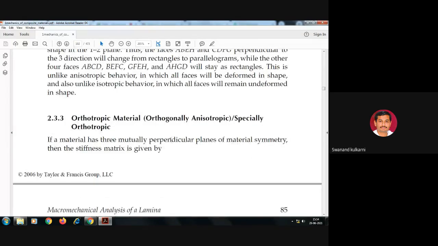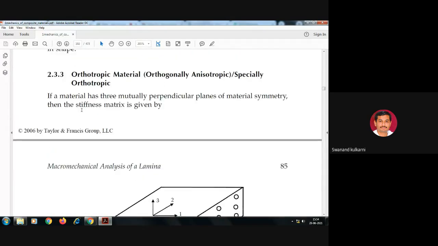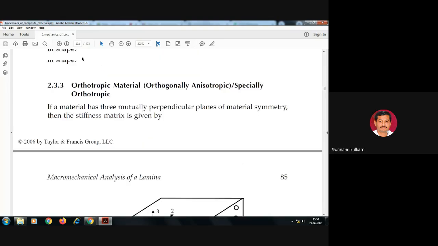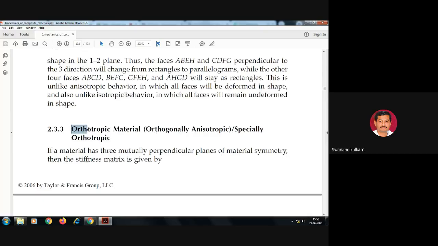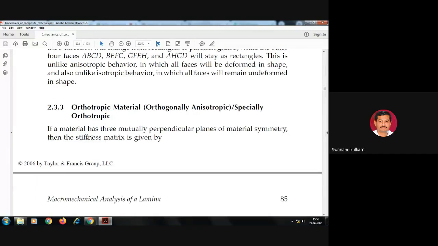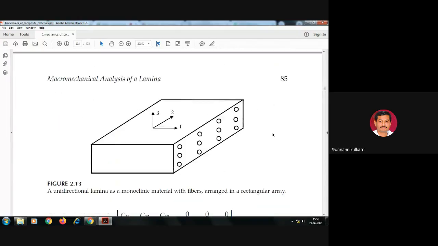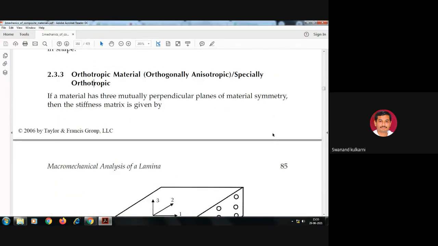Now, as far as this particular orthotropic material is concerned, third category of material now we are observing here. So, for orthotropic material, if a material has three mutually perpendicular planes of material symmetry, then the stiffness matrix is given. See here, for orthotropic material, orthogonally anisotropic, specially orthotropic. If a material has three mutually perpendicular planes of material symmetry, then stiffness matrix is given here. Now see what is changed in orthotropic material exactly.